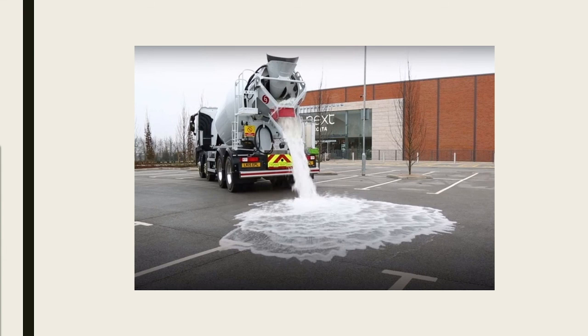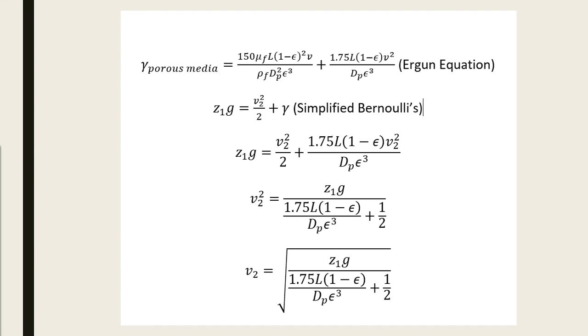So pavement consists of three things: concrete, rock, and sand. And permeable pavement can be made just by leaving out the sand portion. And here's how it works on the scale of fluid mechanics. So here's a friction term. This is our Ergun equation for porous media. And then here's a simplified Bernoulli's.